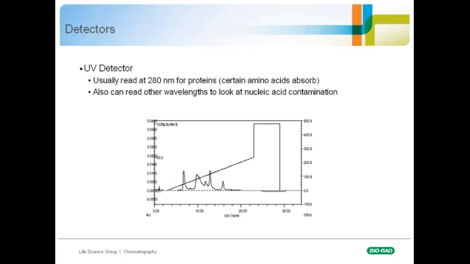Finally, let's talk a little bit more about detectors. So basically, what's happening on my column? I mentioned that 280 is a very common application for detection using a UV detector, and that's because proteins have certain amino acids that will absorb at that wavelength. So that's a great way to quantitatively estimate how much of each protein you have in solution. But you can also tune to a frequency like 260 to look at the composition of nucleic acids in solution.